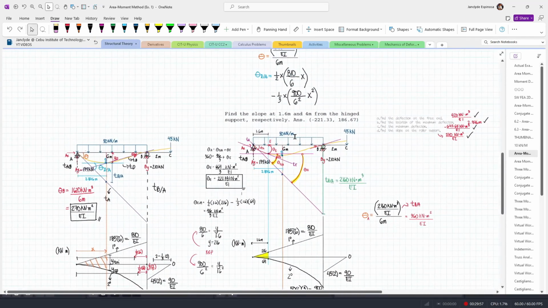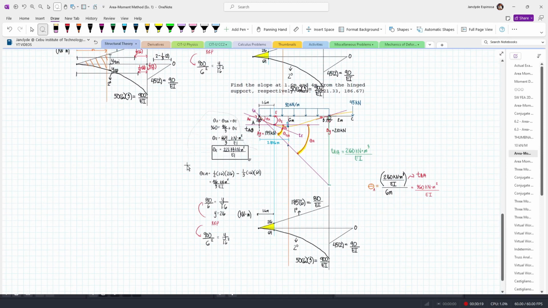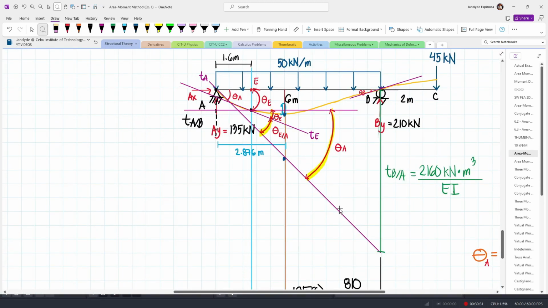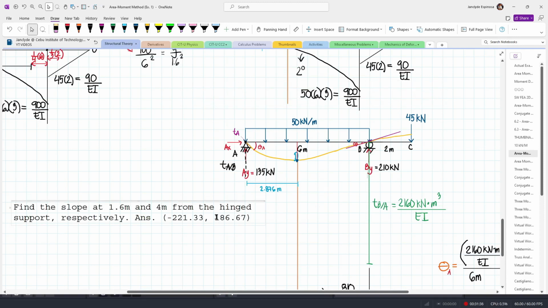Now, para hindi magulo, let's just actually copy this one, and then tatanggalin na lang natin to. Di na natin kailangan yung tangent at A. So, erase natin. Saka ito rin. Now, dito naman tayo sa 4 meters from the hinge support. So, we have this answer, and then this is now our point of interest. Let's say this is 4 meters, and then let's project a line.